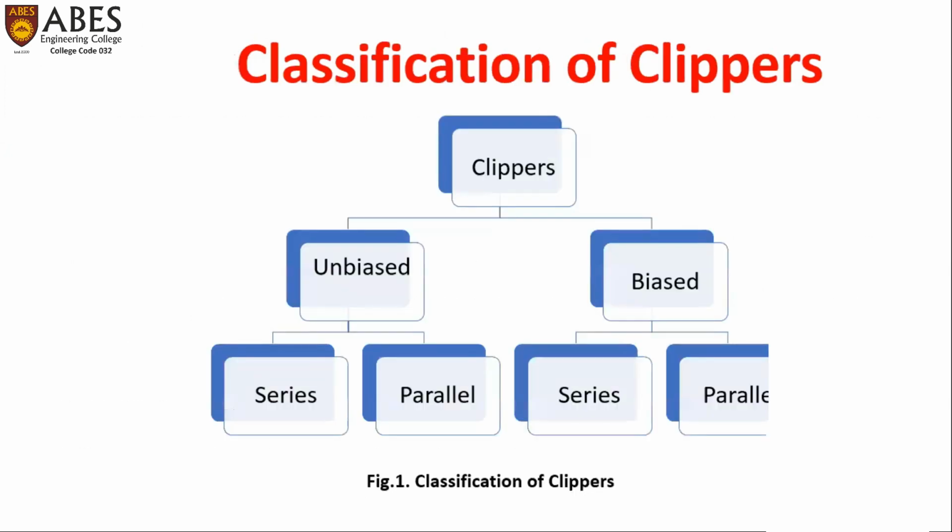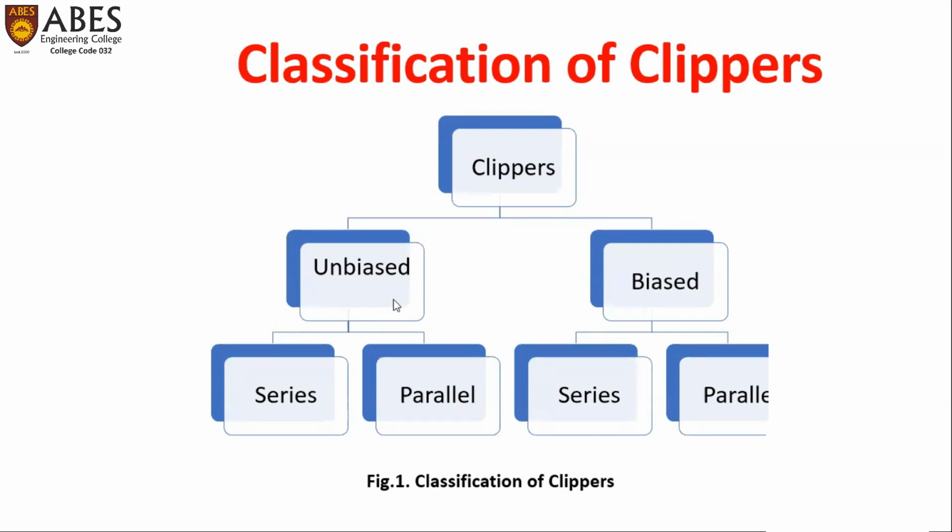Now let's come to the classification of clippers. Clippers are broadly classified into two categories, unbiased clipper and biased clipper. Unbiased clippers are those wherein only the input voltage is given. No external battery is connected in the case of unbiased clippers. But in the case of a biased clipper, apart from the input voltage, an external battery is applied. So those circuits are known as biased clippers.